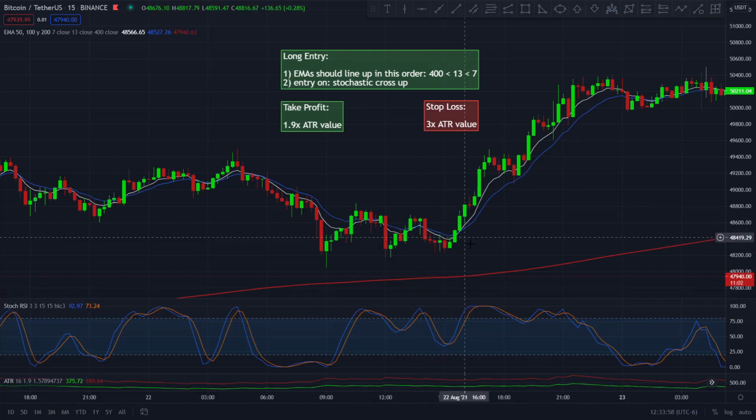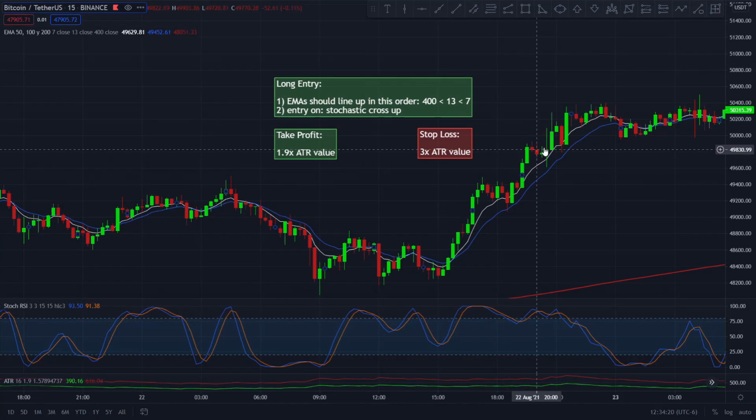Here you can see all the 3 EMAs have lined up, indicating a bullish trend. Now we just wait for a stochastic cross-up. Here you can see on this candle, we just crossed up on the stochastic. So it's going to be a valid long entry.